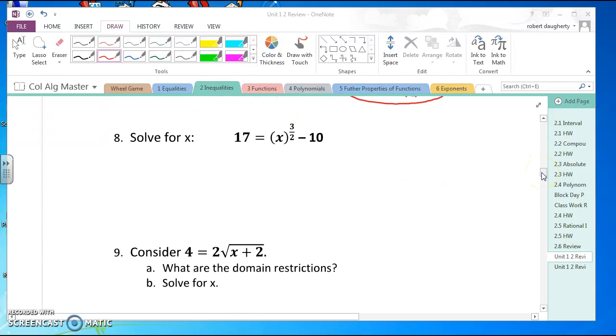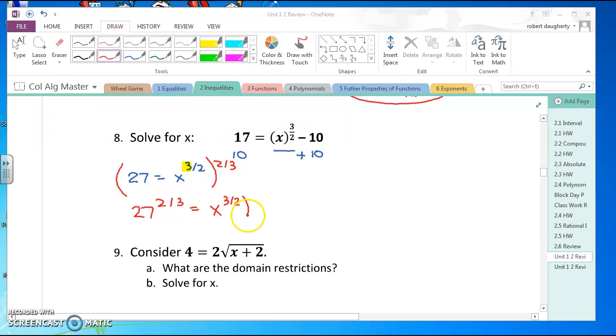So solving this, I want to isolate the expression that has the rational exponent. To do that, I'm going to add 10 to both sides, and I get 27 is equal to x to the 3 halves. Since that's an odd number, I'm going to have one solution. I'm going to raise everything to the 2/3 power. So I'm going to have 27 to the 2/3 equal x.